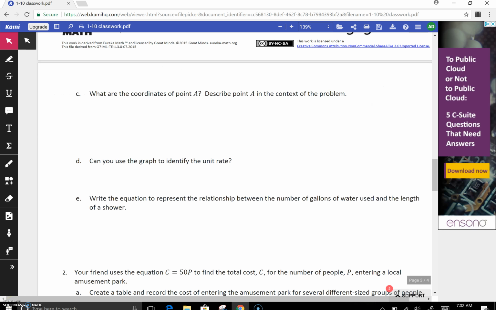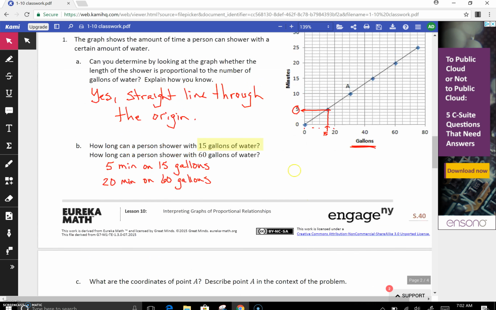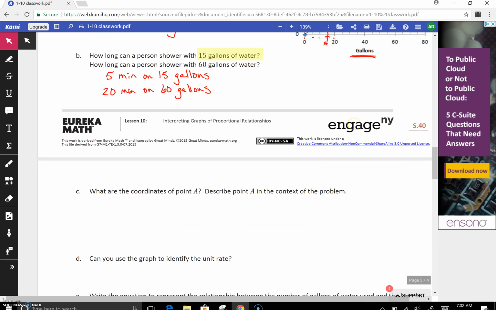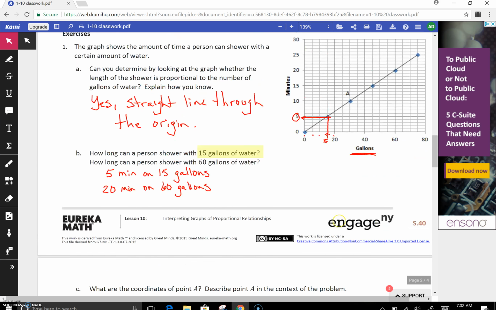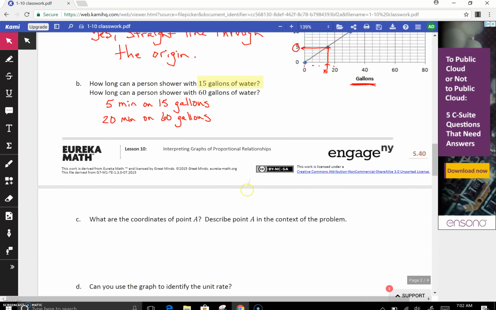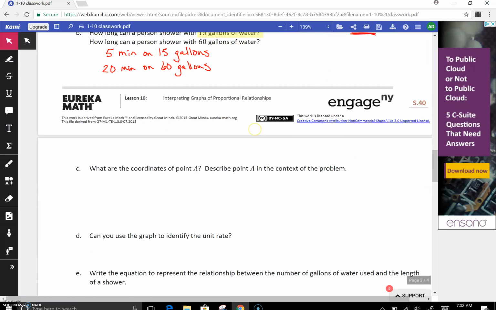I'm going to do part C with you, and then I'm going to read through the rest of this so you can complete the rest of your classwork in class, and then we'll take it from there. So part C says, what are the coordinates of point A? If we look at point A, it is at 30, 10. So we're going to write that down. 30, 10.